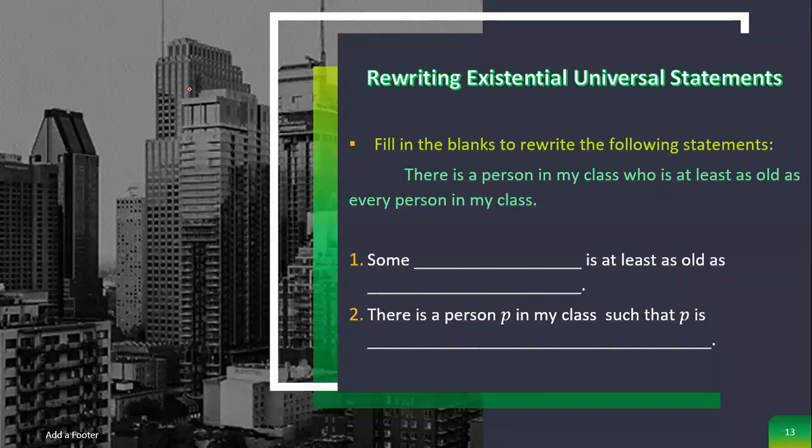Okay, so some blank is at least as old as blank. Okay, so we have some person in my class is at least as old as, all right, every person in my class. So this one is for universal. The first part, some person in my class. So there exists a person in your class that is at least as old as every person in your class.